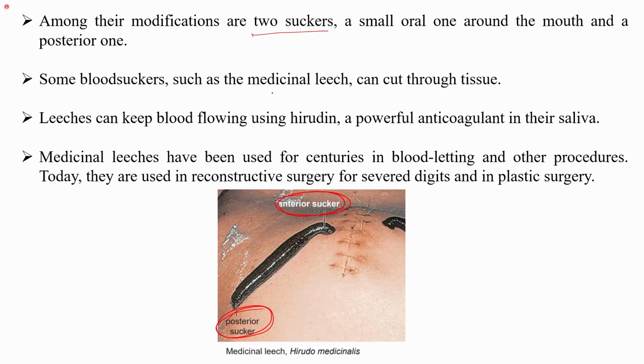Some blood suckers, for example the medicinal leech, can cut through the tissue, as we can see here. You can see this is the leech that cuts through the tissue and moves out.